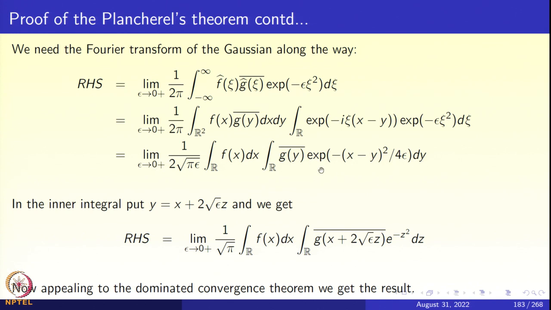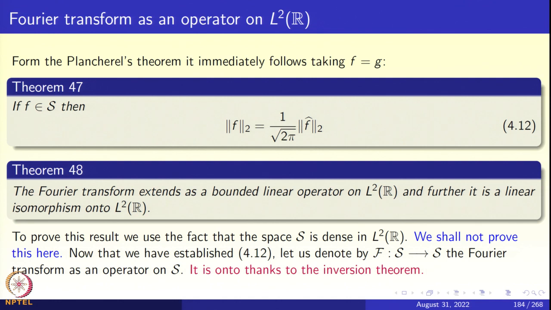Take the limit inside the integral and you will get simply g(x) bar, and you get simply the integral of e to the power minus z squared dz, which is root pi. The root pi and the root pi cancel out. You get f(x) g(x) bar dx. And to take the limit inside and outside the integral, you need to appeal to the dominated convergence theorem from the theory of Lebesgue integrals. That's a standard argument. So that's how you prove Plancherel's theorem or the Parseval formula.